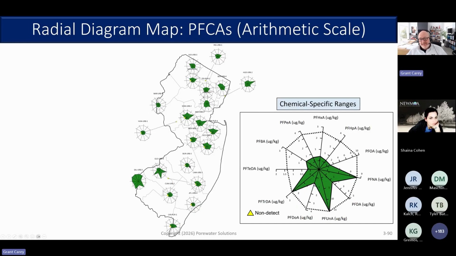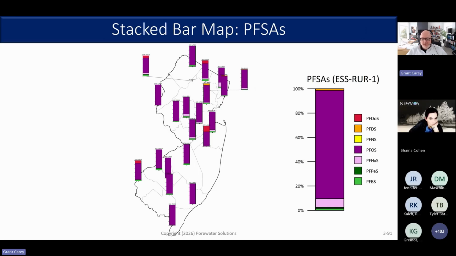Where do you have non-detect symbols? There's some, but a fair number of detections across the state. And then just the sulfonates. It's mainly PFOS, as we saw earlier, with the maximum concentrations. A few locations with high PFDoS. Not sure what's driving that, but you can start to see where there might be some differences from location to location.